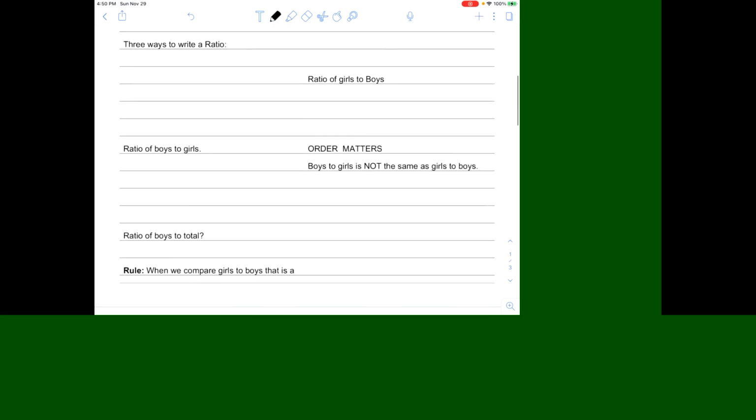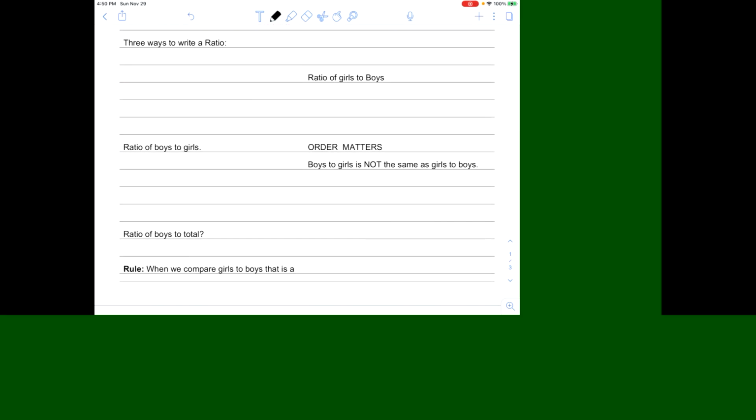So a ratio is basically a relationship, and we're going to start by talking about what it is and how we write it. And there's 3 ways we can write it. So let's say we had a room, and in this room we have 3 boys and 2 girls.